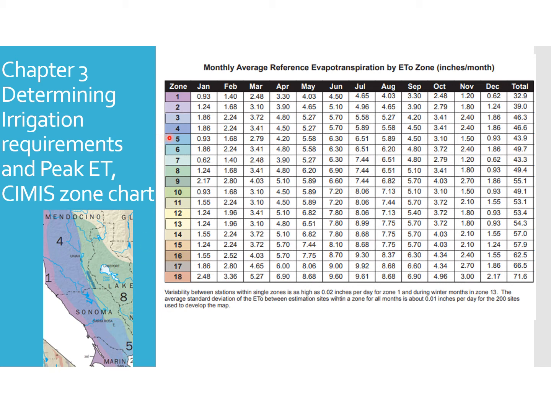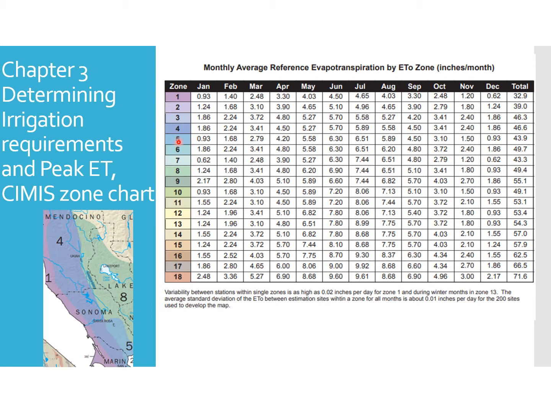Once you have figured out which zone you're working in, then the rest doesn't matter quite as much as far as looking at this in its entirety. So here you have zone 5, and then across this axis you have all of the months of the year, and then a total, and that's the total ETO for the entire year. If we're looking for peak ET, what we'd be looking for is the highest number in this row.